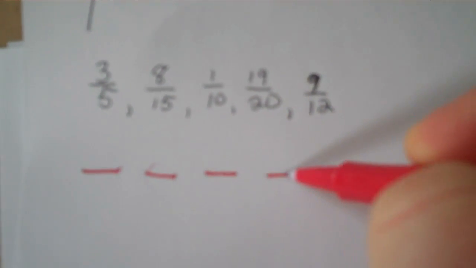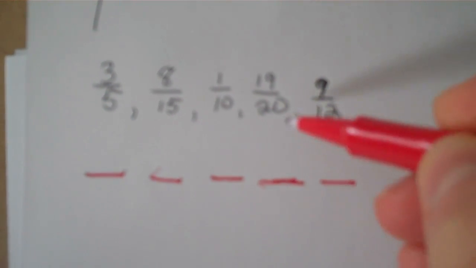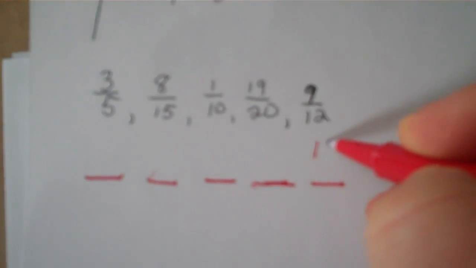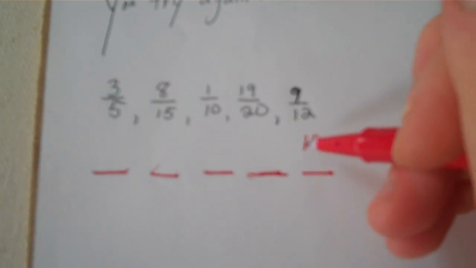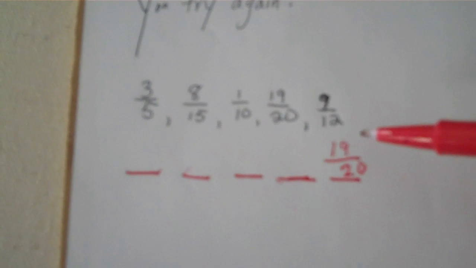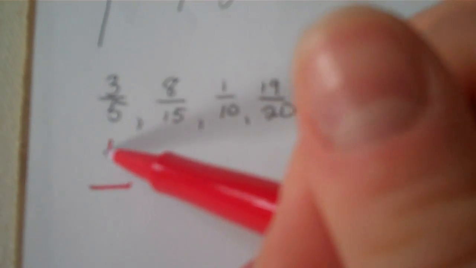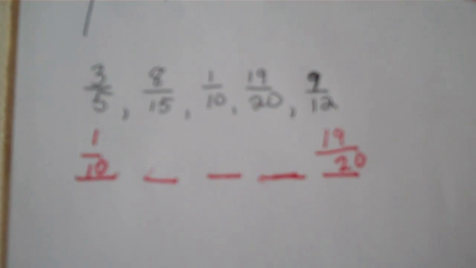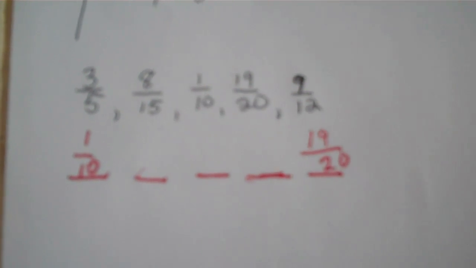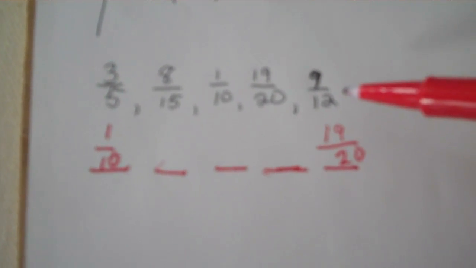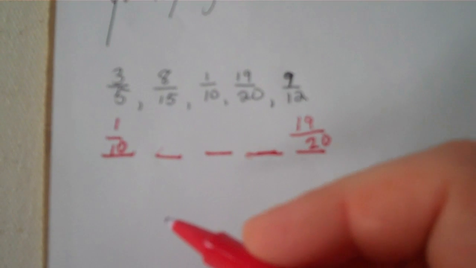Here's the solution. First, I'm going to make 5 blanks so I can keep track as I go. I can see that 19/20 is by far the biggest. It's only 1/20 away from being a whole. So I'm going to put that in this biggest blank, 19/20. I can also see that 1/10 is the smallest. It's only 1/10 away from being nothing at all. I'm going to put 1/10 in the smallest one. Now I've got 3/5, 8/15, and 9/12. All are pretty close to a half, a little bit bigger than a half. So I need to find the common denominators to compare them.